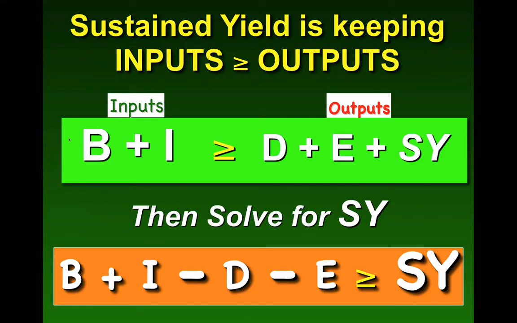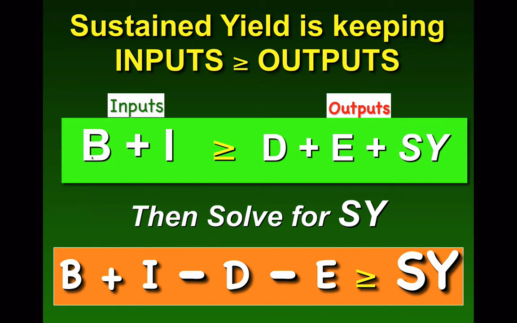So now let's list them horizontally. We have births plus in-migration, and that has to be greater than or equal to. There are times when we actually want to keep a population at one level, and if we want to keep it right where it is, we would be more likely to keep these two things equal. Okay, so births plus in-migration has to be greater than or equal to deaths plus emigration plus the harvest, or sustained yield. Then we want to solve for sustained yield because we want to isolate that, because that's what we're looking to figure out.